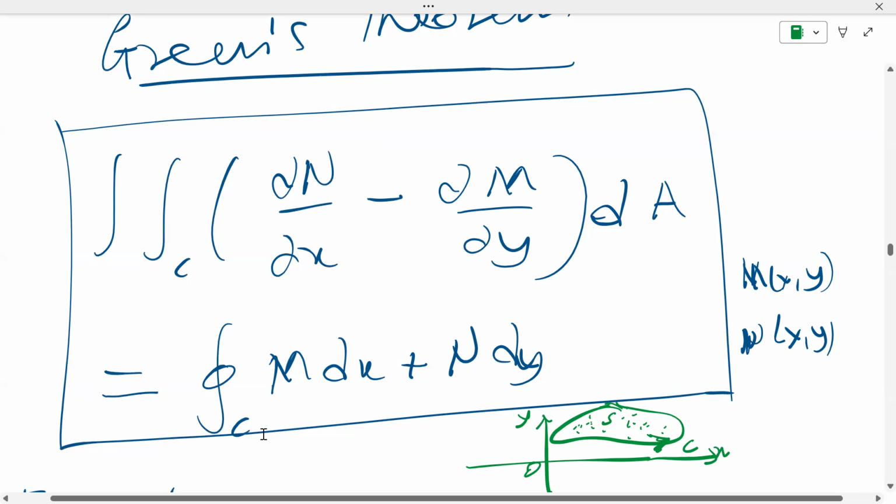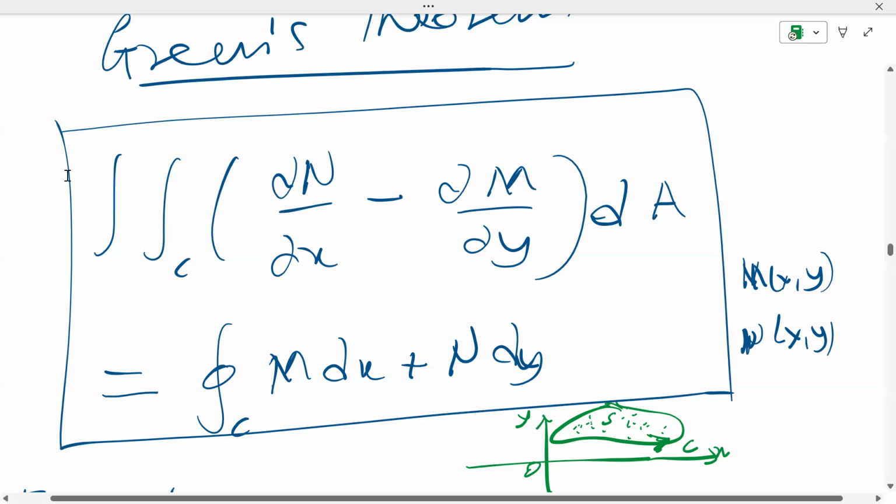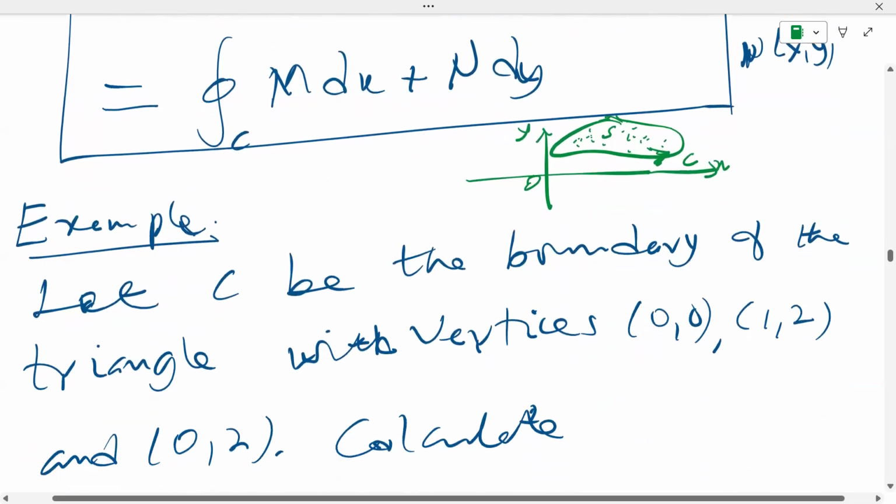Remember that C is a simple closed curve. That's fantastic. So this gives us Green's theorem. Very important. Now, remember our M is here, and we differentiate M with respect to y. Our N is there, and we differentiate N with respect to x. And then from there, we shall move on.